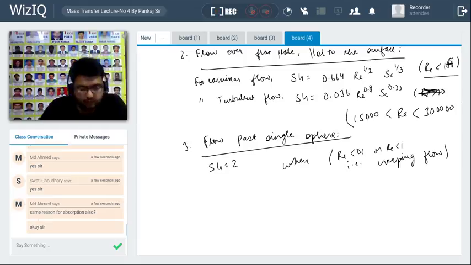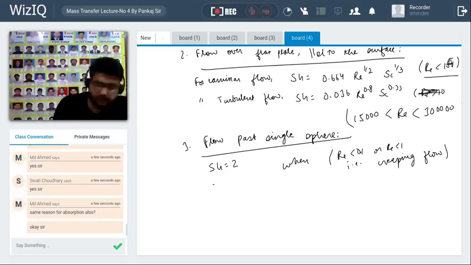In some textbooks, the value of Reynolds number for a creeping flow is given as 0.1, and in some textbooks it's given as less than 1. So you can take any. I think 0.1 will be much better because it's on the safe side.